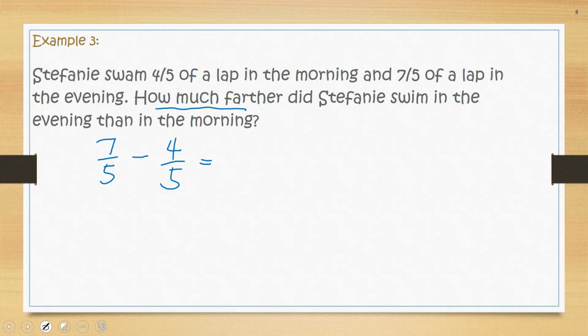So since magkapareho yung denominator nila, pwede na tayo maka-perform agad ng subtraction. 7 minus 4 is equals to 3 at copy nyo lang yung denominator. At since naka-lowest terms na ito, so that means yung final answer natin dito is 3/5.